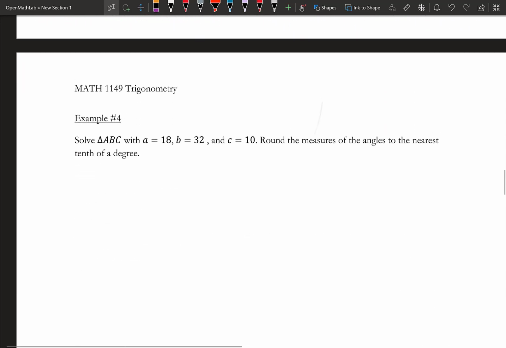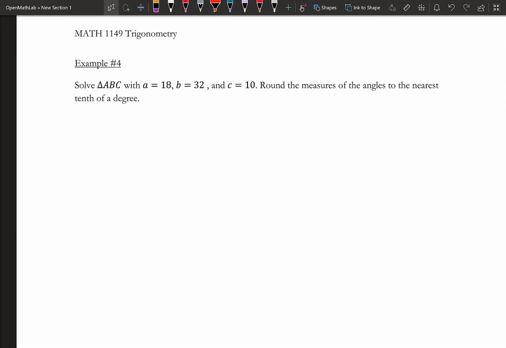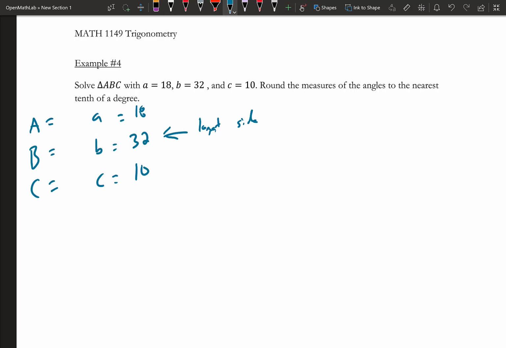All right, so example 4 is another one where we're given 3 sides and we're trying to solve this triangle, right? So I have A, B, C. A is 18, B is 32, and C is 10. We want to find each of these. The very first thing is to notice that B is the longest side, so I want to focus on finding angle B.